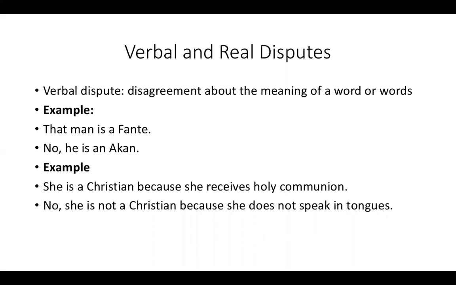Another example is that she's a Christian because she receives Holy Communion. And then someone says, no, she's not a Christian because she does not speak in tongues. So this is a disagreement about what being a Christian means. It's a disagreement about the meaning of Christianity, or about the meaning of what it is to be a Christian. So when you see a disagreement about meaning, then it's a verbal disagreement.